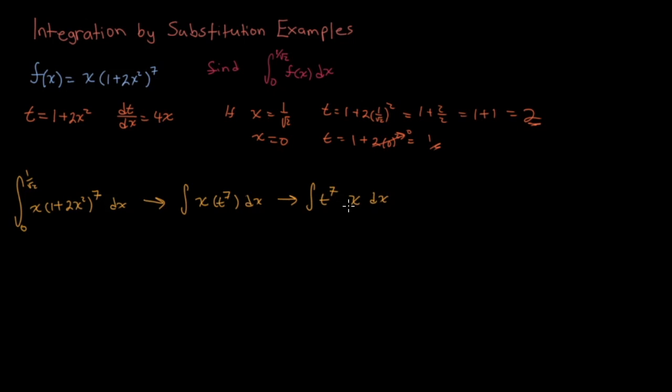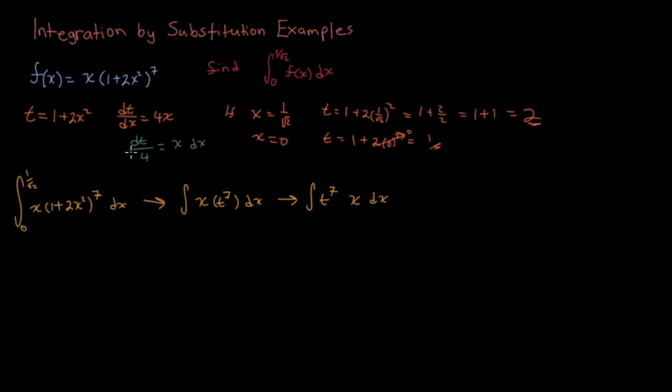Now, what does x dx equal? Well, if you look up here, we can rearrange to get x dx. If we divide both sides by 4 and bring this dx up here, we'd have dt over 4 is equal to x dx. So we just perform a little bit of algebra there, and we get this expression.